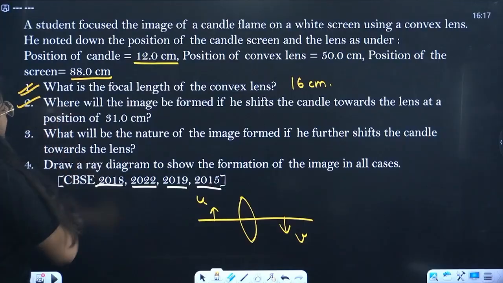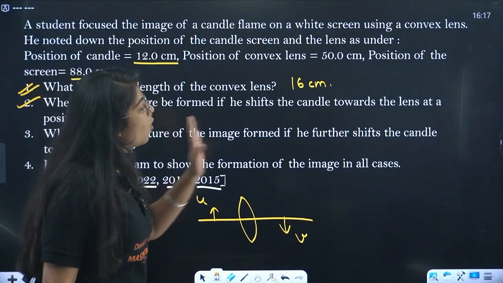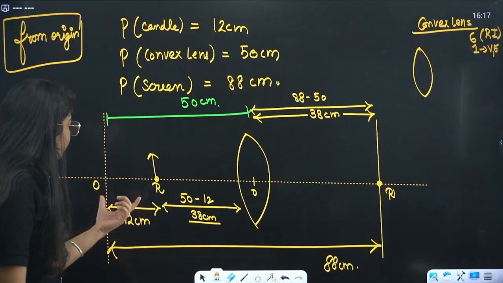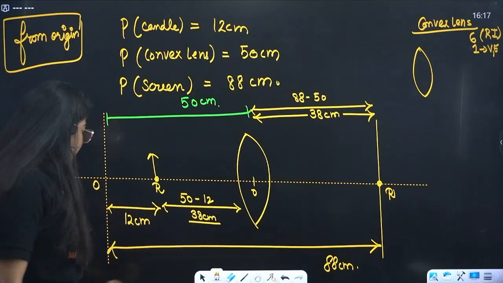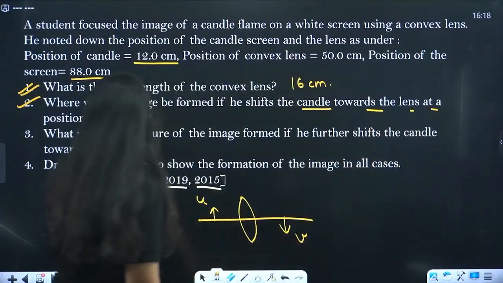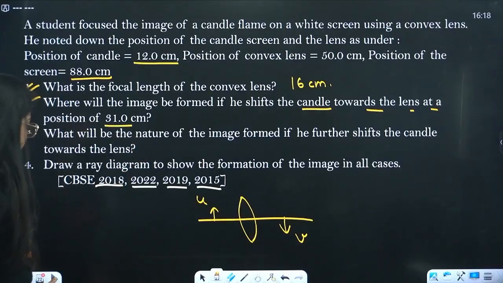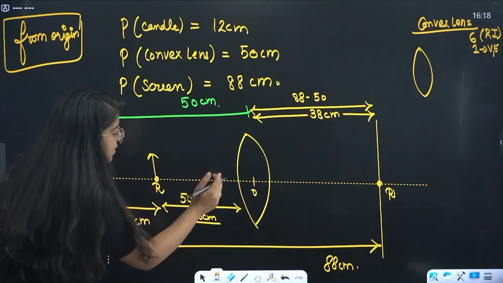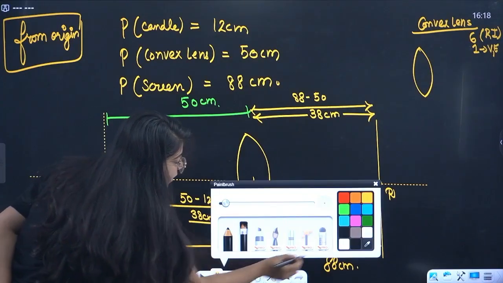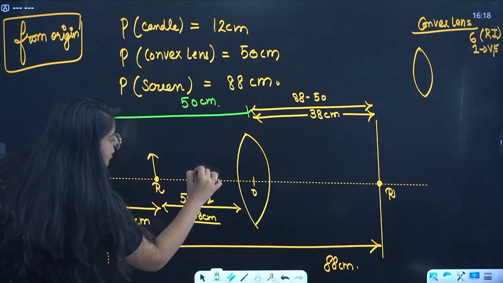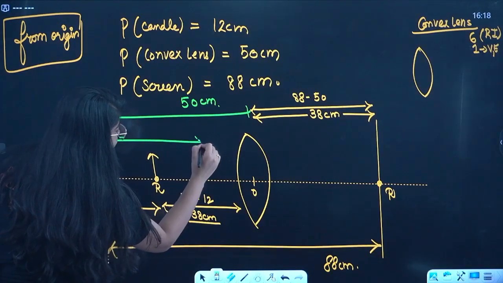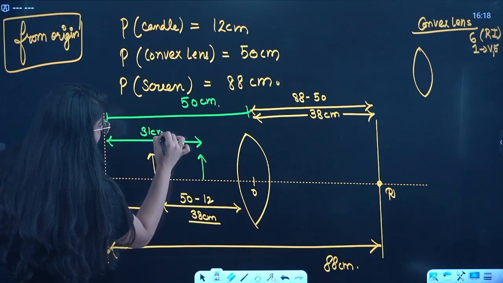Then where will the image be formed, if we shift the candle towards the lens at a position of 31 centimeter? Now they are saying it was 12 centimeter. If I shift the candle towards the lens at a position of 31 centimeter, see, now if I place this somewhere here where this 12 centimeter becomes 31 centimeter, let me show you. Now candle is placed somewhere here, and this position from this origin to this candle is now 31 centimeter instead of 12.